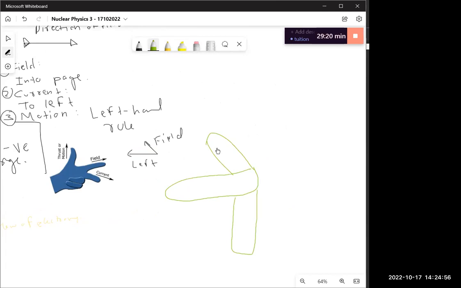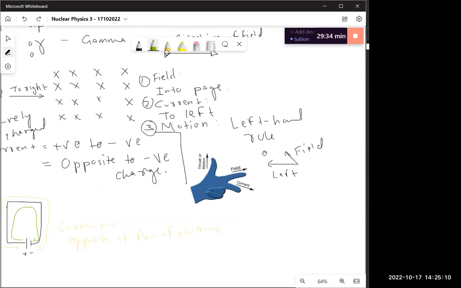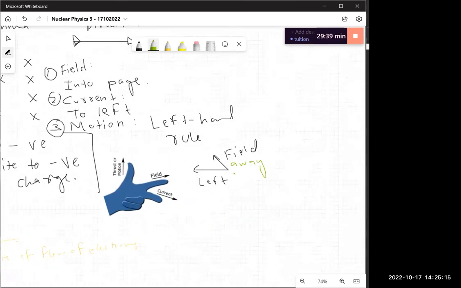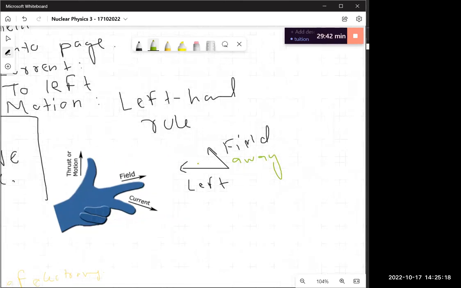You'll have to rotate your hand. So this is your index finger. The field is going away from you. And your thumb, the current is right. Now what I want you to do is make your index finger point away from you. Tell me when you're done.